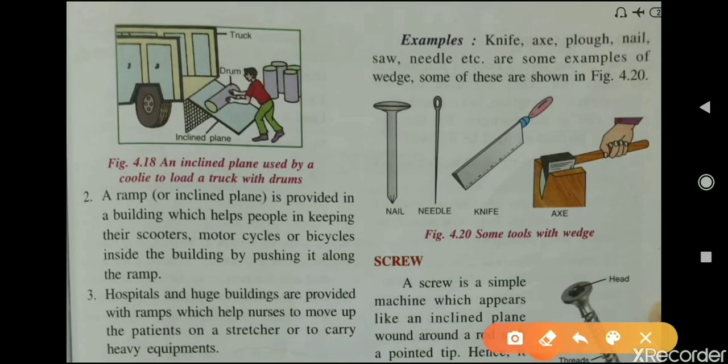Examples of wedge: knife, axe, plug, nail, saw, needle. These are the examples of wedge.